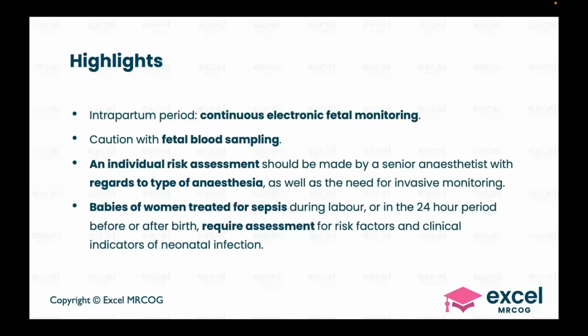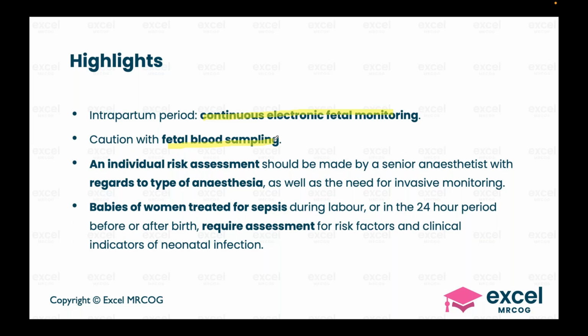Another important aspect of management is that the baby can also have distress, which is why we need to do continuous electronic fetal monitoring. They have said that you need to exercise caution while doing fetal blood sampling, because when you sample blood from the fetal scalp, you could introduce infection, as the mother is infected and the vagina may be infected, so you could introduce infection in the baby as well. So you need to be cautious while doing fetal blood sampling.